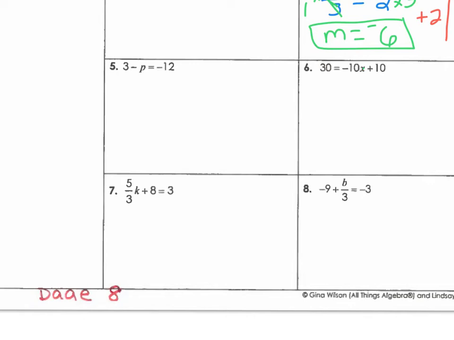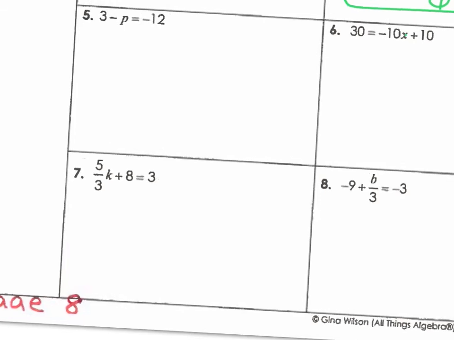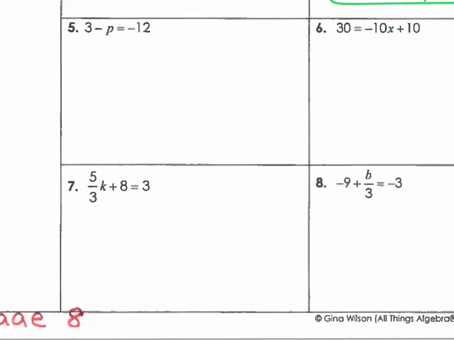Alright, number 5, here we go again. First thing I notice is that lonely variable, so I am going to add a 1. Zoom in a little. Okay, so I'm going to add a 1 here, and now my variable is no longer lonely.